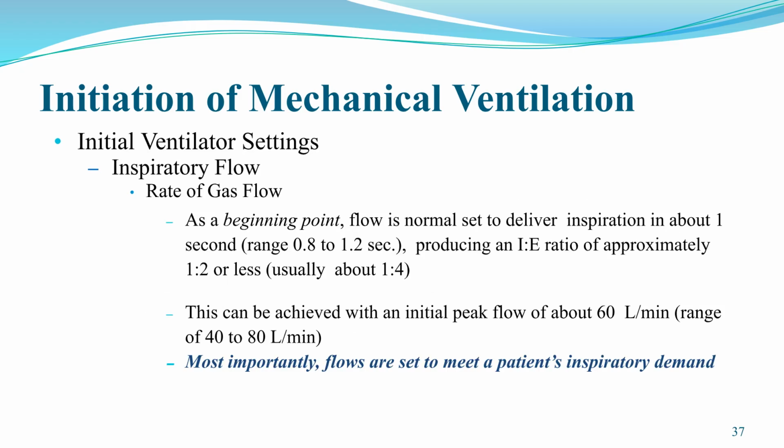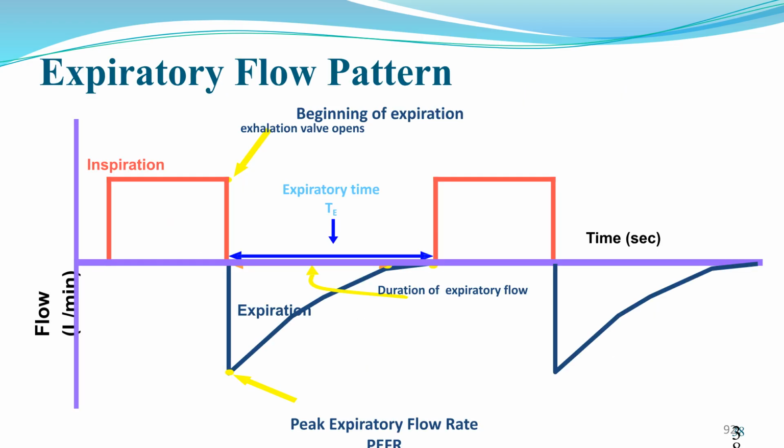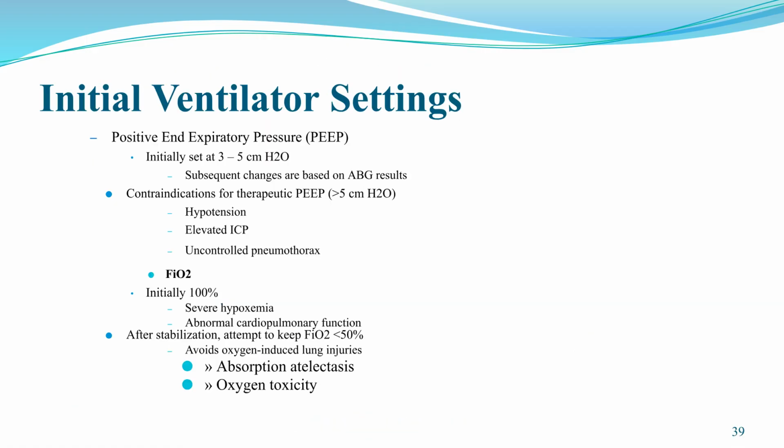Initial inspiratory flow is often set to deliver inspiration in about 1 second, achieving an inspiratory to expiratory ratio of approximately 1 to 2 or less. Initial peak flow is about 60 liters per minute, adjusted to meet the patient's inspiratory demand. This slide displays a diagram illustrating the expiratory flow pattern and the peak expiratory flow rate. PEEP is initially set at 3 to 5 centimeters H2O, with subsequent changes based on ABG results.